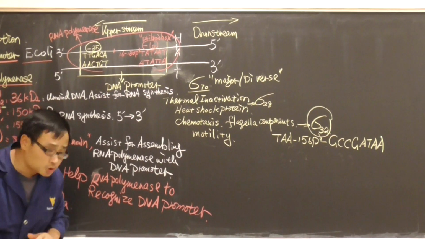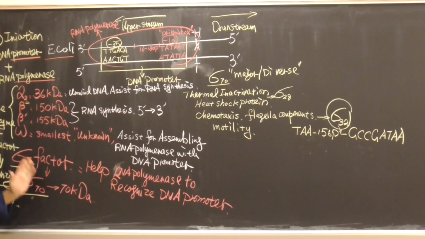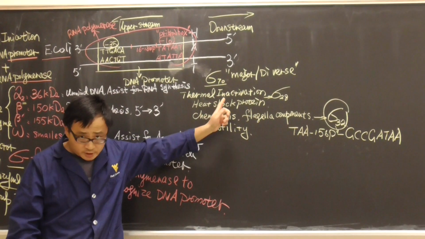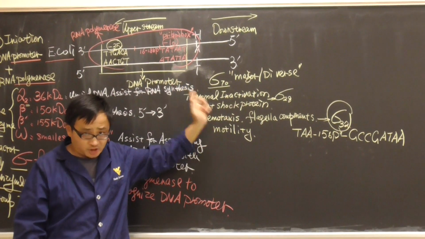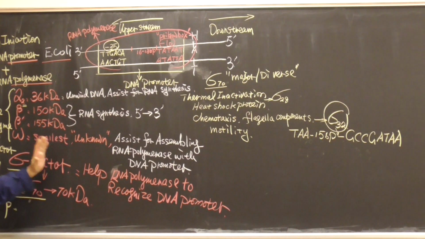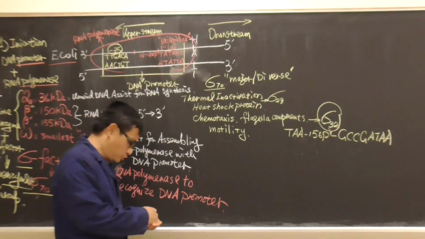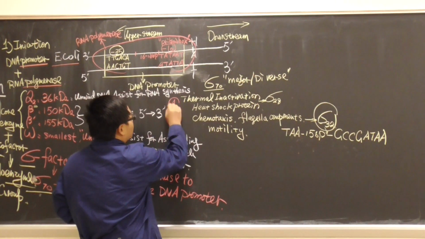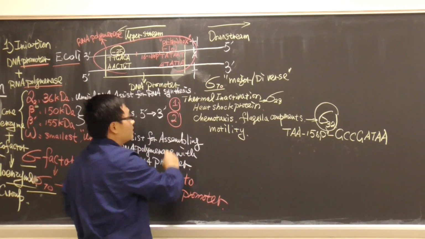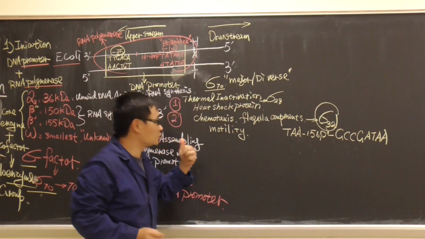So I just want to let you know, in your textbook, when we mention sigma 70, it is a universal sigma factor to help RNA polymerase to recognize the DNA promoter. But for bacteria during their life cycle, they actually have multiple different sigma factors to recognize different situations.